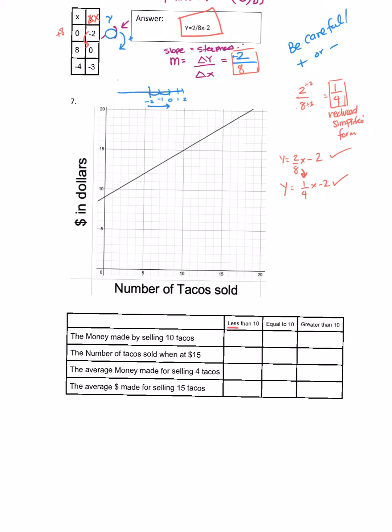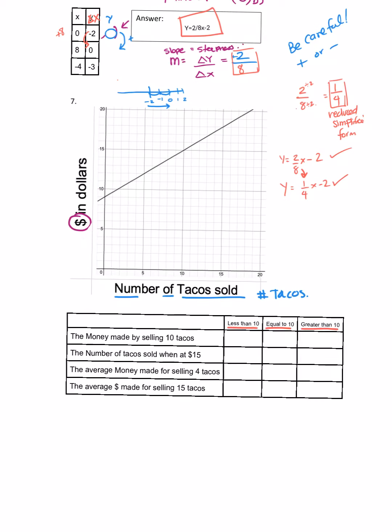Be careful. You're looking for less than 10, equal to 10, or greater than 10. Let's go look at our story. Number of tacos sold. So this is number of tacos. The variables, 20, 15, 10, right? What are those numbers? Tacos. Next one, 5 what? 10 what? 15. What are we measuring? Oh, dollars. Okay, so this is dollars.